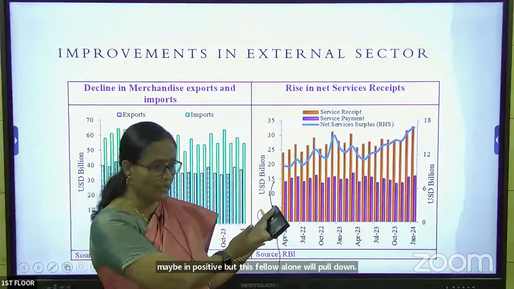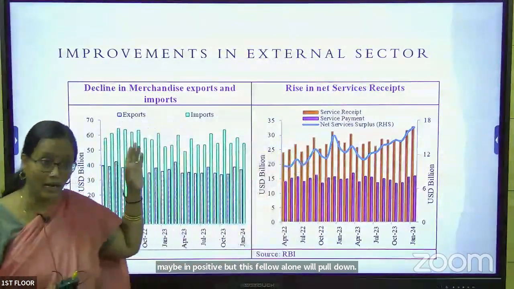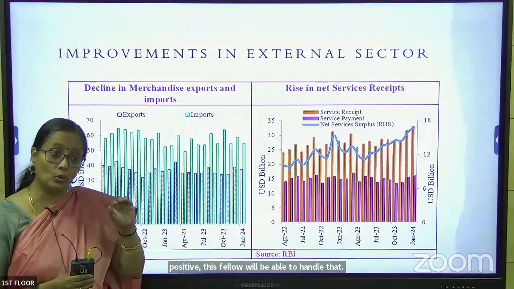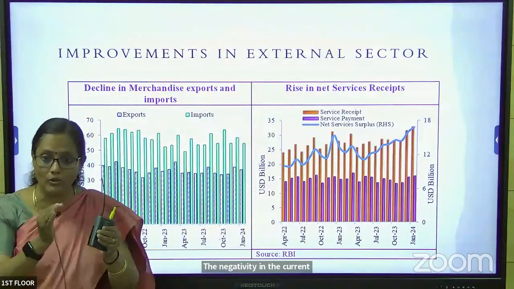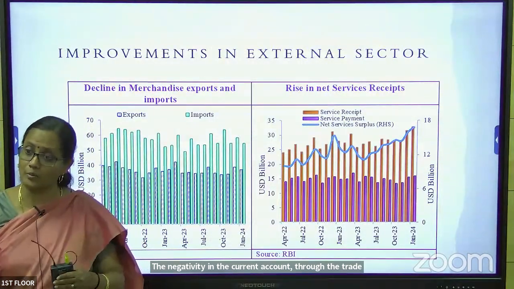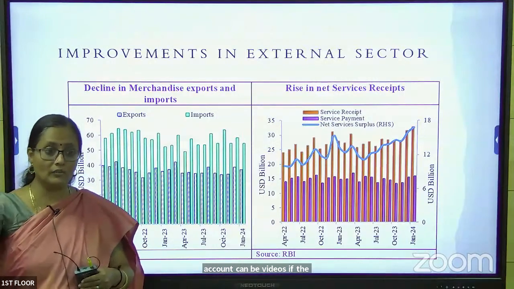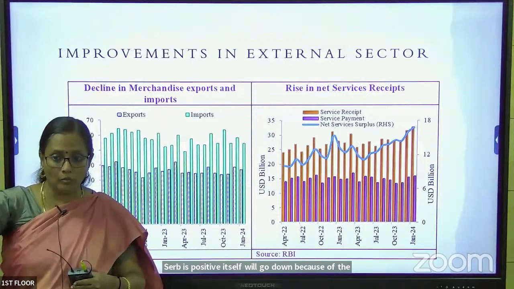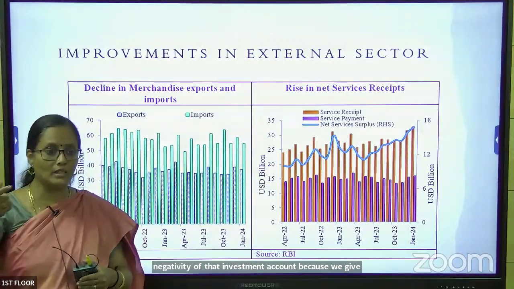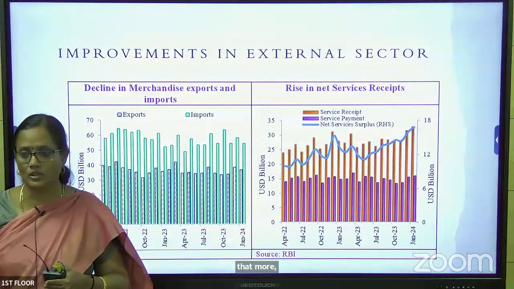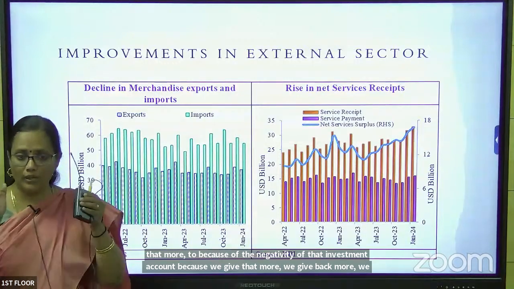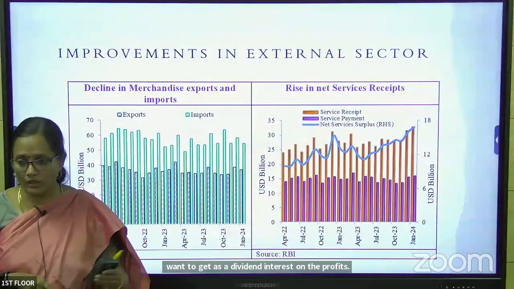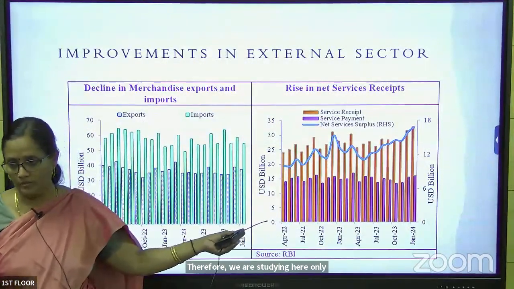Otherwise, if you just leave the services like this as positive, this fellow will be able to handle that CAD. The negativity in the current account through the trade account can be reduced if the services are positive, but services positive itself will go down because of the negativity of that investment account, because we give back more dividends, we give back more profits, we pay back more interest than what we get as dividends, interest and the profits. Therefore, we are studying here only one part of that bigger services account. It's not the total services what I have presented here.